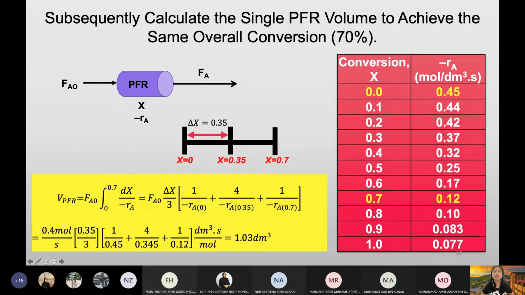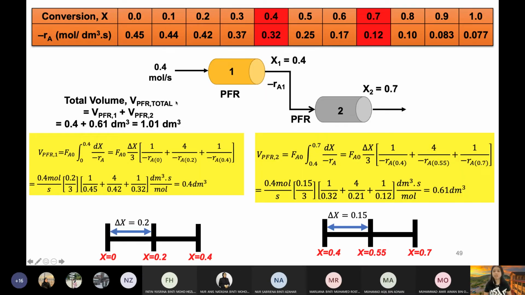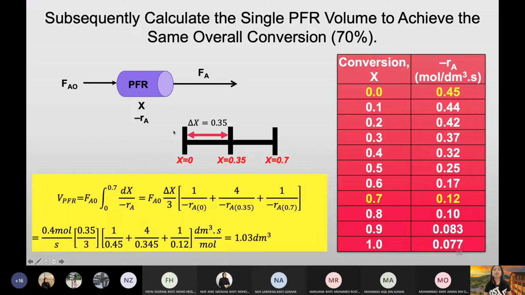Okay, so I will raise again the same question macam tadi CSTR. Tadi CSTR we realize to achieve the same conversion, you can actually use two smaller CSTR in series, and these two total volume are smaller than using one single CSTR. However, what about PFR? Kalau kamu perasan, if I use two in series, total volume dia 1.01. If I use one single PFR is 1.03, hampir sama sebenarnya. So you might wonder kenapa dalam PFR dia hampir sama volume tapi kalau CSTR jauh kan?